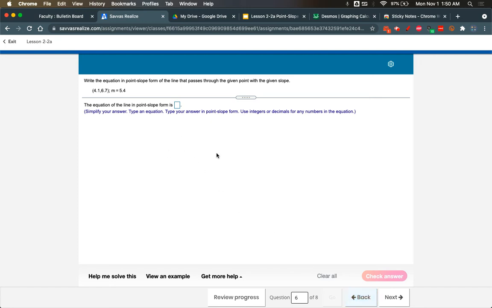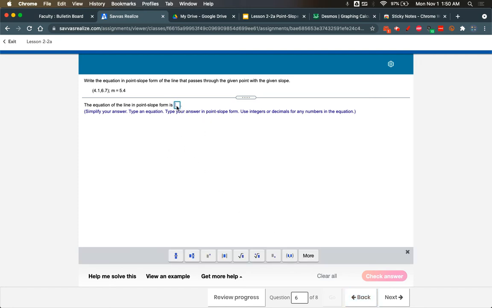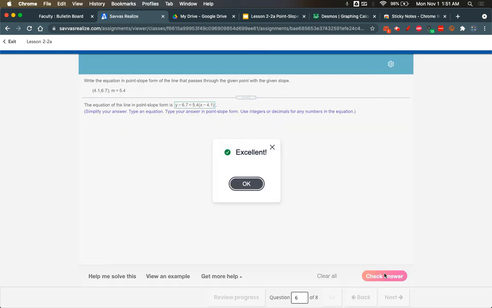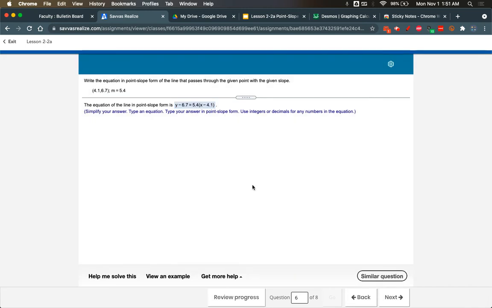Okay, so this one here, point slope form again is y minus y1 equals m times x minus x1. And the point is 4.1, 6.7, so 4.1 I'm going to put in place of x1. 6.7 is going to go in place of y1. And 5.4 is my slope. There's the equation. I'll check my answer, and that should look good. Okay.